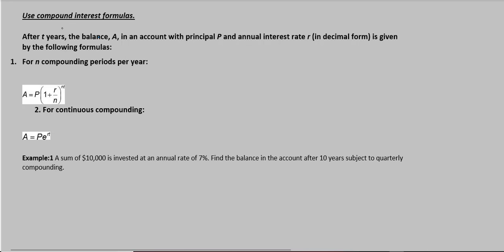Now, after t years, the balance A is in an account with the principal P with the annual interest rate of r. Our interest rate is always a percentage, but it needs to be in decimal form. It is given by the two formulas. The first one is compounded n periods per year.